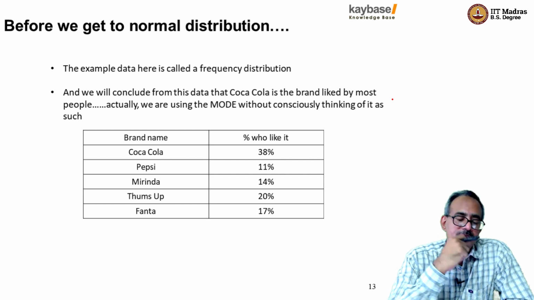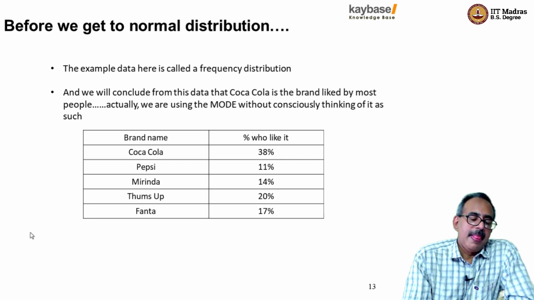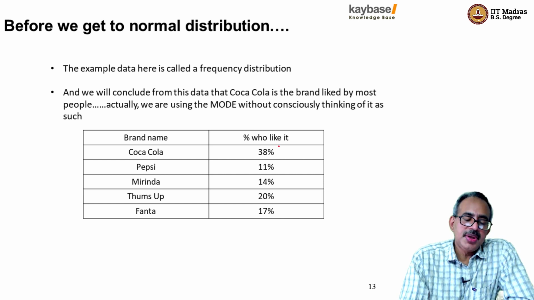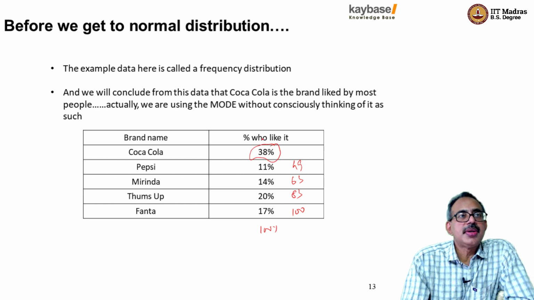Okay, let us just go one more slide. Before we get to normal distribution, if you remember, I said we would jump the gun and talk about frequency distribution. So this is an example. We have asked which brand of soft drink you like. Let's say 38% say they like Coke and 11% like Pepsi, etc. Does the total add up to 100? 38%, 11, 49, 63, 83, 100%. Right. So here the modal data point is Coke because 38% is the highest number here.